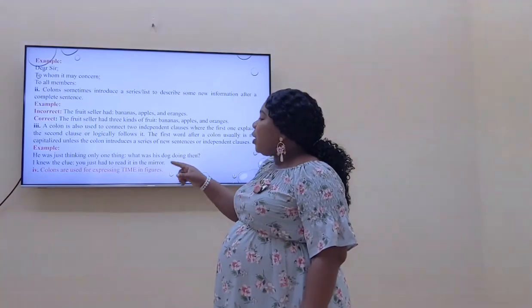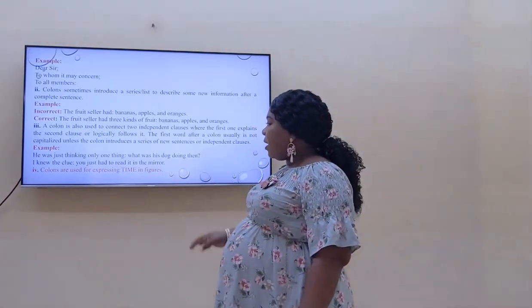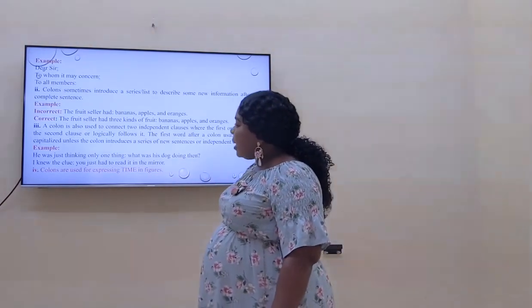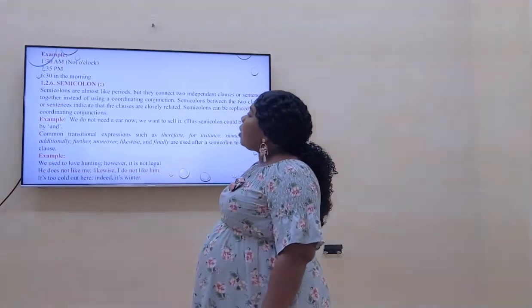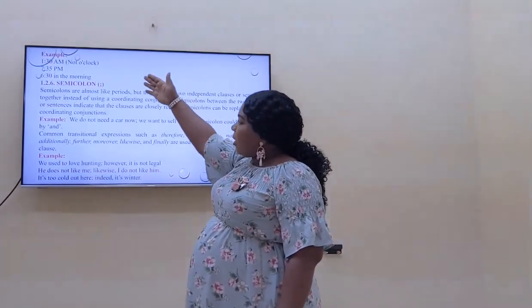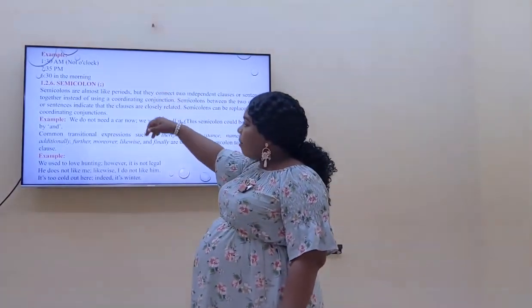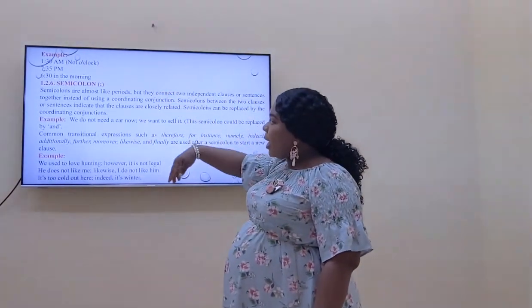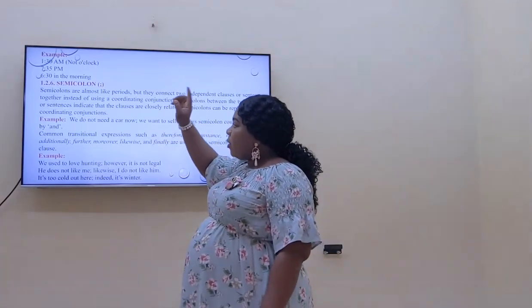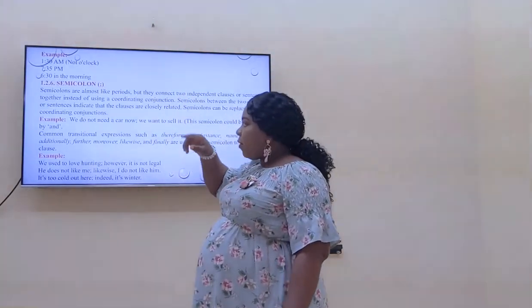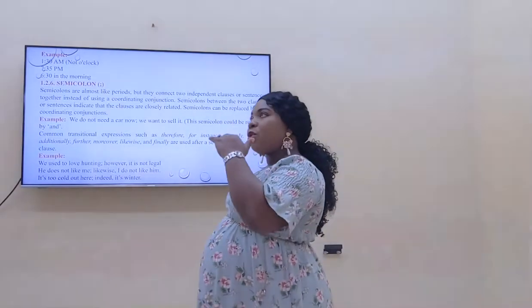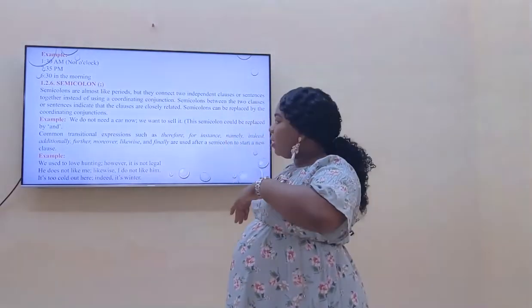So, can we go back? Okay. Colons are used for expressing time in figures. Let's see what that means. Example, 1:30 a.m. You see how it is written? 1 colon 30 a.m. Not clock. Alright? 7 colon 35 p.m. 6 colon 30 in the morning. So this is how you write your times in figures.